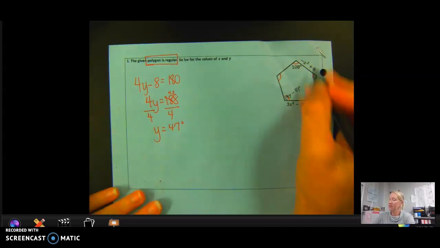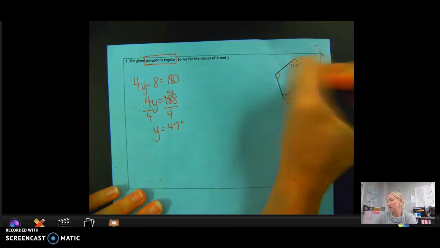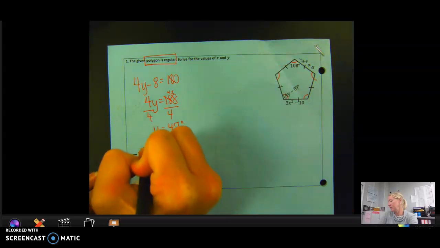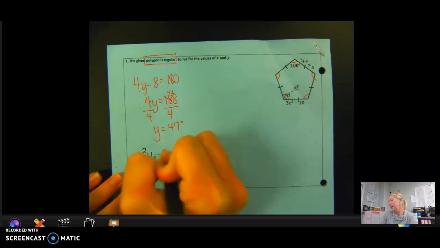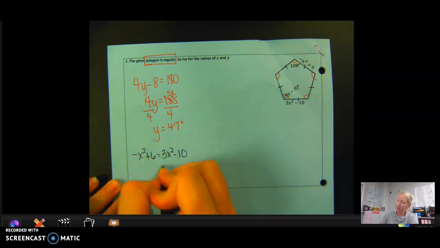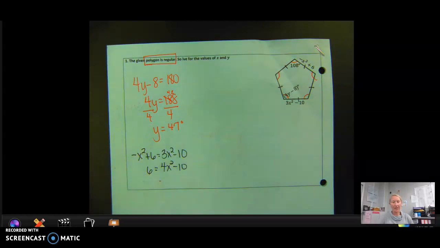The other variable is x. All sides are also equal because it is equilateral. So negative x squared plus 6 equals 3x squared minus 10. I'm going to add x squared over here, so I get 4x squared with all this. So this is a quadratic.